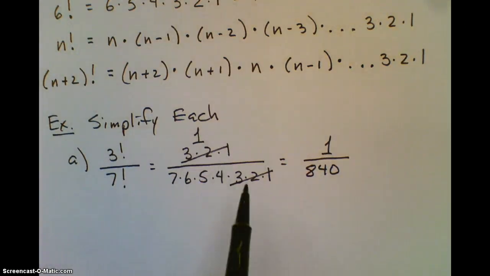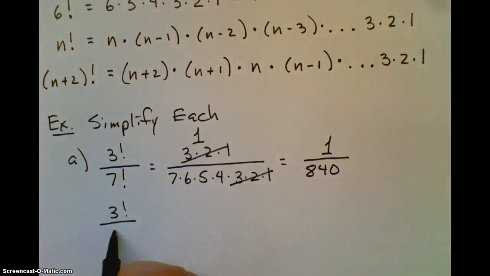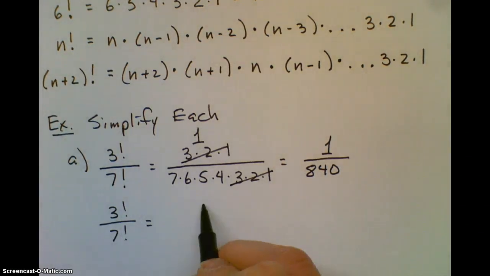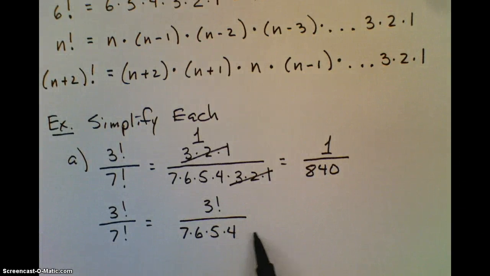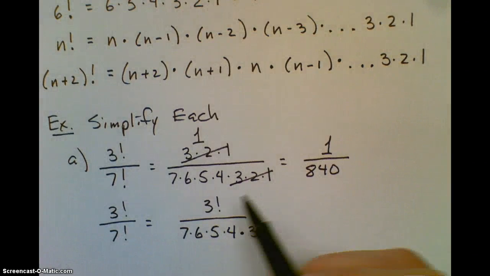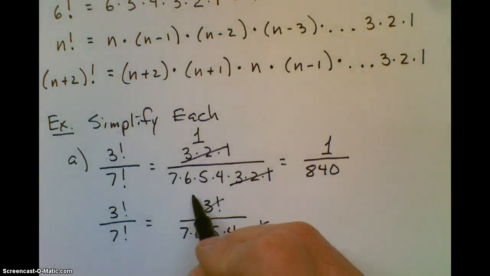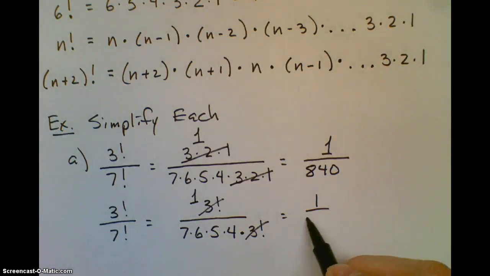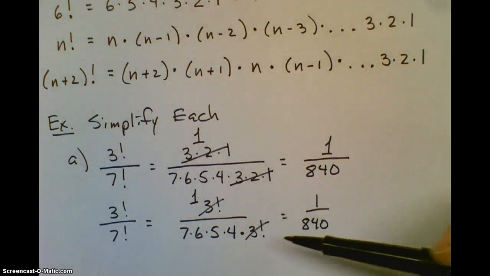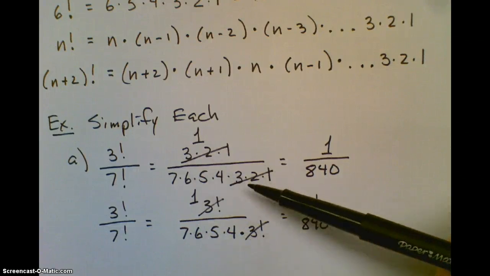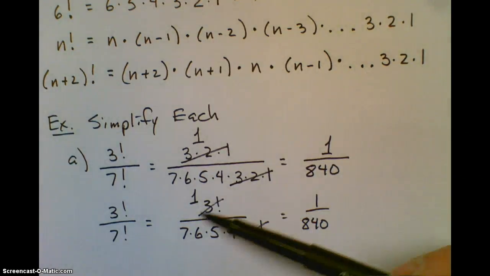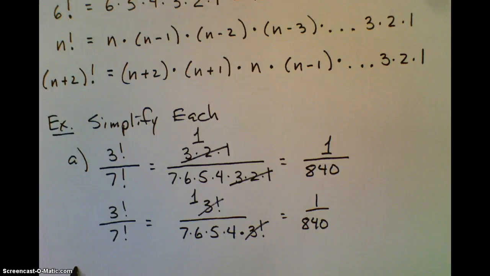So let's take a look at this a little bit differently. So I'm going to have 3 factorial over 7 factorial. So this is going to be 3 factorial over 7 times 6 times 5 times 4. And then I'm going to multiply 3 times 2 times 1, which really is just 3 factorial. So we could do it this way, save us a little bit of writing, and these 3 factorials will cancel out. Again, we'll just have 1, and you would get the same answer, 1 over 840. So this way is going to be a little bit quicker. If it's not making sense to you, go ahead and do it this way for now until it's making sense to you. But I'm going to go ahead and do it this way for the examples. It's going to save us a lot of time and space.